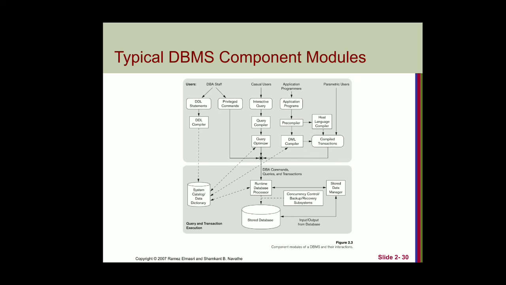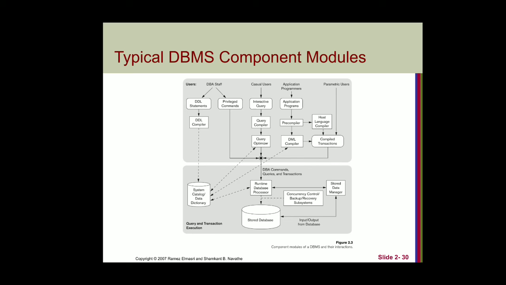Now we will look at typical DBMS component modules. This is one of the important questions: explain the component modules of DBMS and their interactions. Right. Now we will see what are the different kinds of users over here. We have users at the top like DBA staff, casual users, then application programmers, then the parametric users. So these are the different kinds of people who make use of this database. Right. First we will look at the DBA staff.